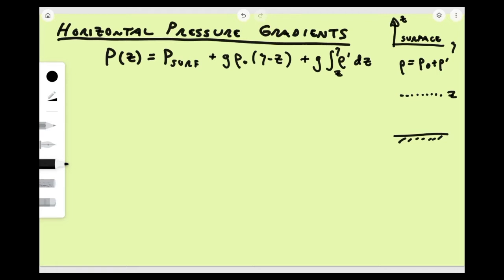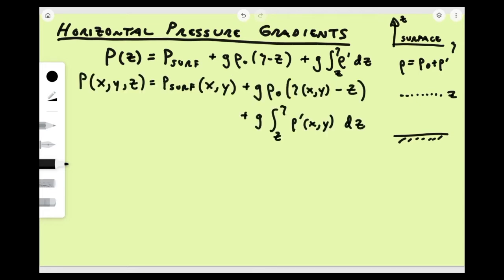At this point, we're talking about pressure varying with z, with the vertical position. But it can vary horizontally too, with the x and y. So I'm going to rewrite this equation, and I'm just going to put in where there's x and y variability. This second equation is the same as the first, but I've added in that pressure is a function of x, y, and z. The surface pressure is a function of x and y. And then eta, or surface elevation, is a function of x and y as well. And so is rho prime.